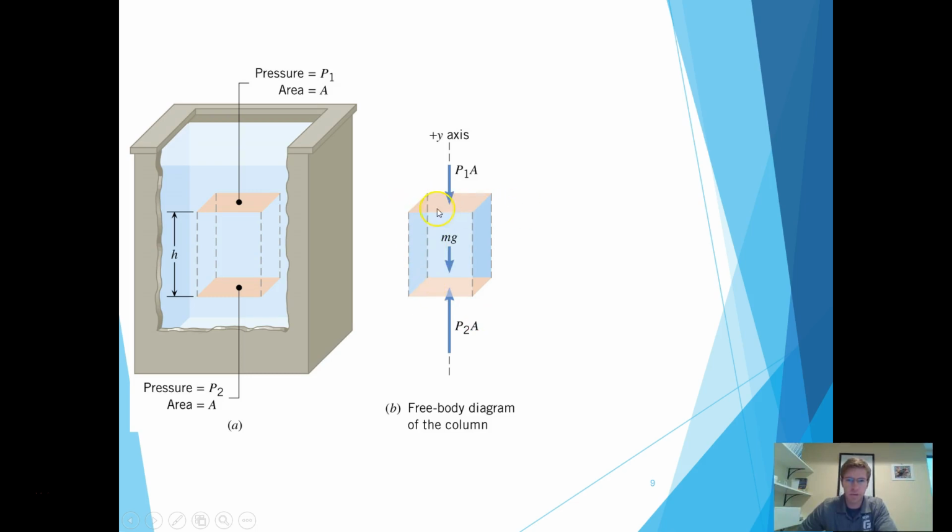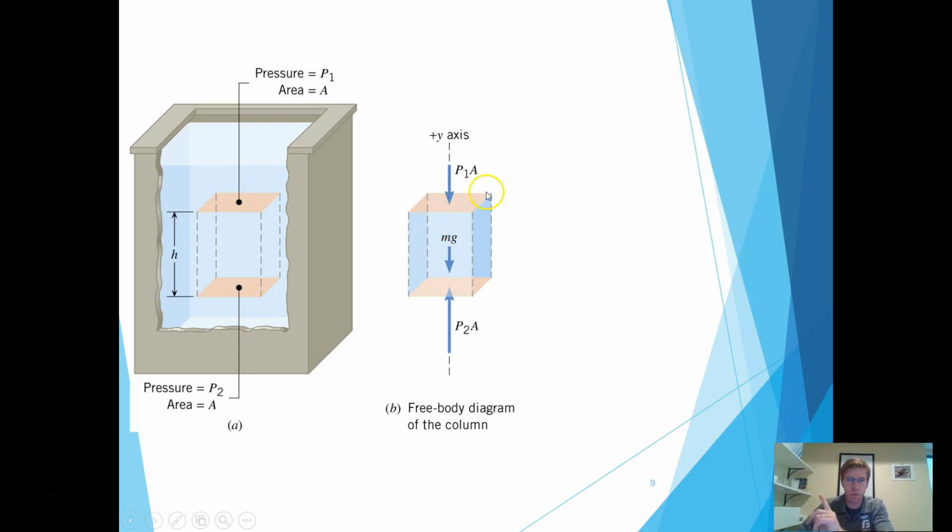There's the top surface of this chunk of water, there's a bottom surface to it, and then it has some mass and gravity. So if we sum the forces, there's a force at the bottom due to pressure at the bottom, which we'll call P2. There's a force at the top due to the pressure at the top, which we'll call P1, and then there's the weight of the water itself.